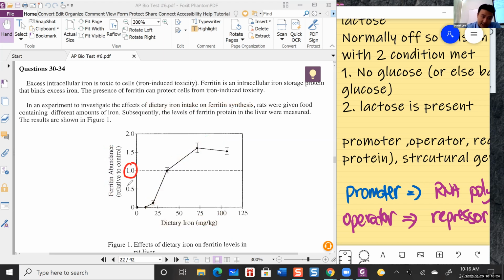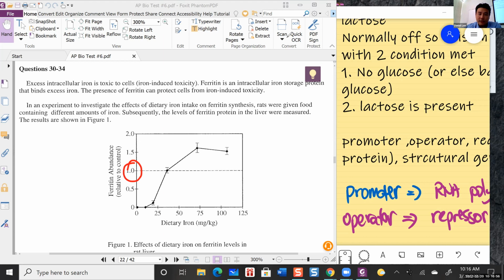It says 1 is because it's relative to control. So 1 is the control. That means if you eat this much iron right here, maybe 30, there's no difference between the ferritin of the experimental group and the ferritin in the control, yeah? But if you eat more than that, like 50, 75, 100, you're going to have more ferritin. That makes sense, right? If you're less than that, you're less ferritin. So your control is right here. That's what this 1 means, relative to the control.